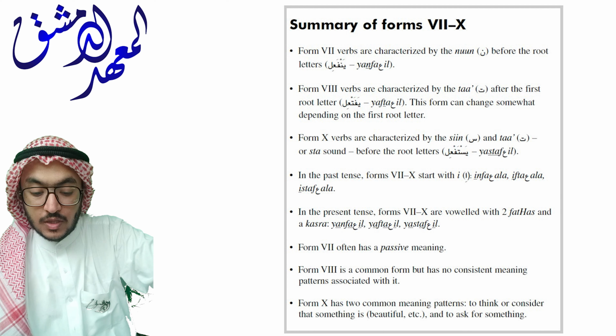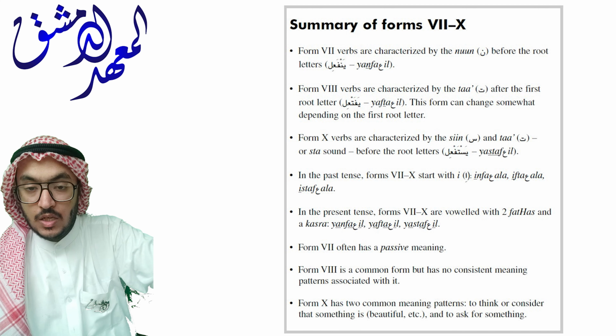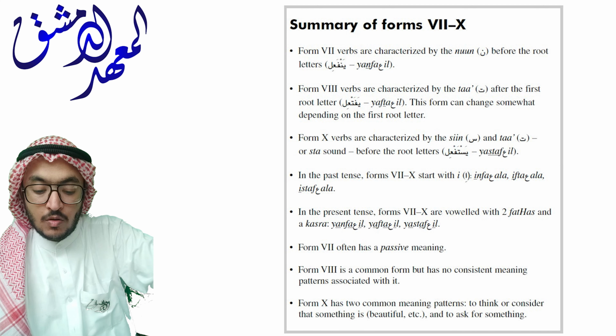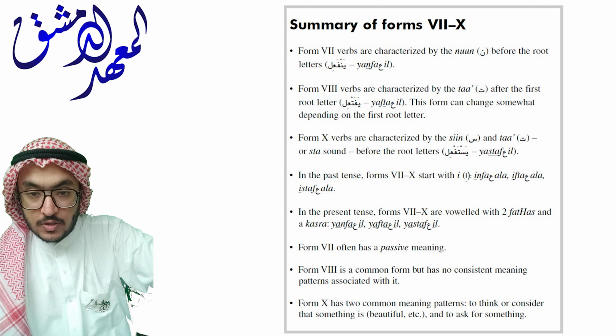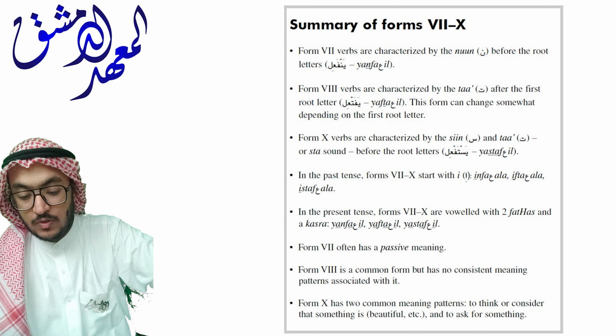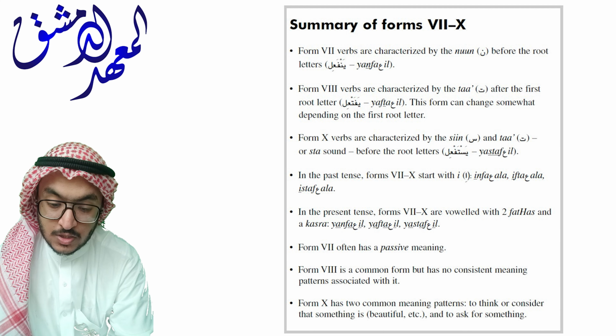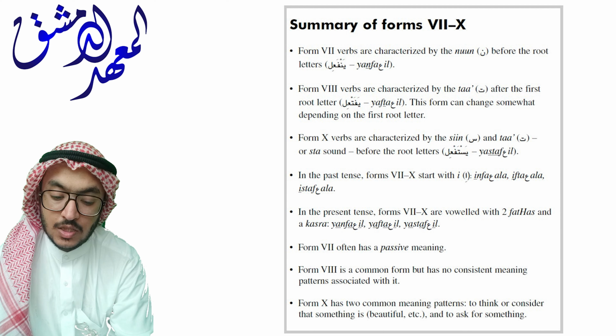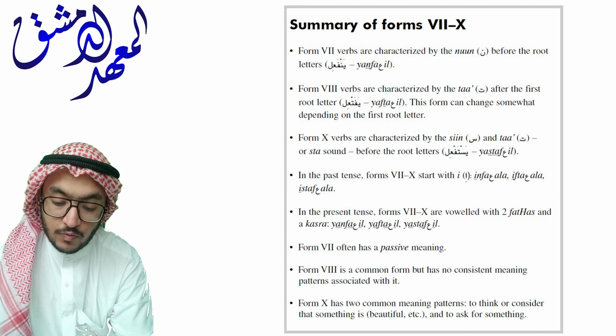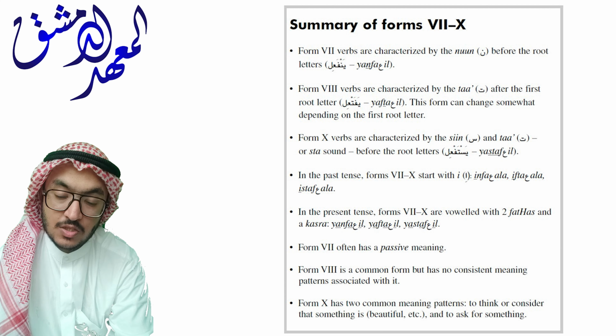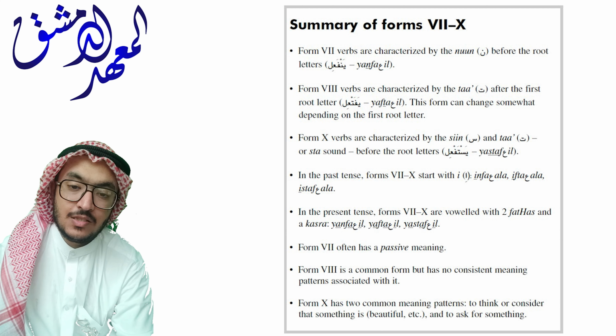Form 7 often has a passive meaning. Form 8 is a common form but has no consistent meaning patterns associated with it. Form 10 has two common patterns: to think or consider that something is beautiful, or to ask for something. So this completes the 10 forms of the verb. Moving forward, we'll move towards how to use the verbs, the essentials of the verb for making the sentence.